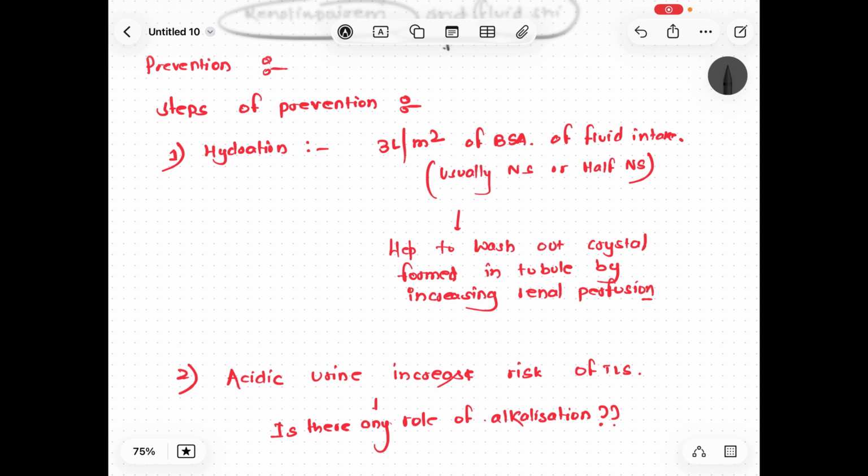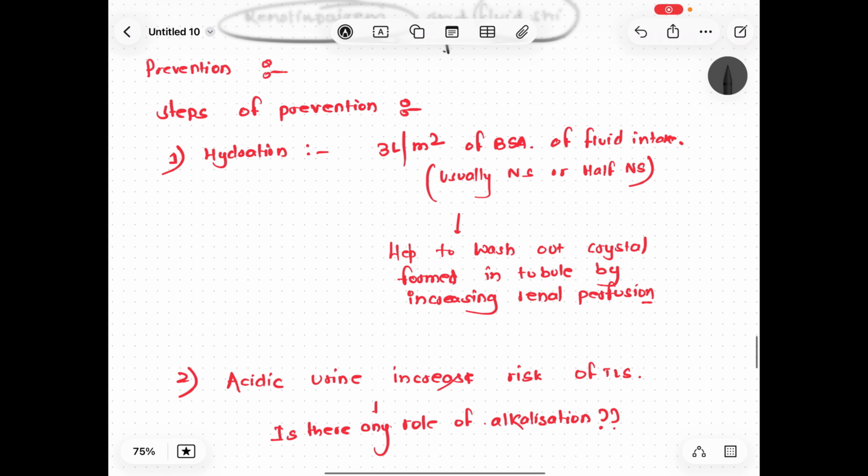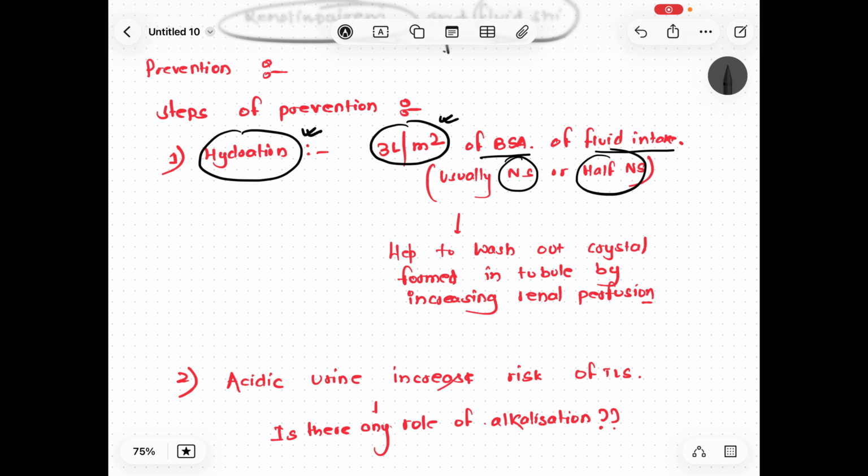Coming to the prevention. There are three steps in the prevention. First one is hydration. Hydration is the key. So how much do we have to hydrate? It is 3 liters per meter square body surface area of fluid intake. Usually we give normal saline or half normal saline.